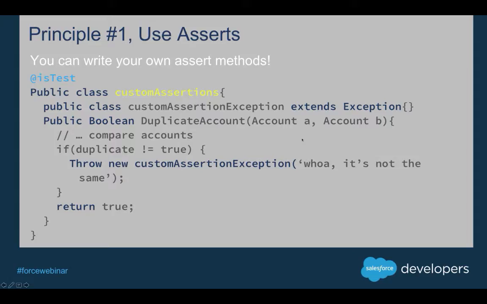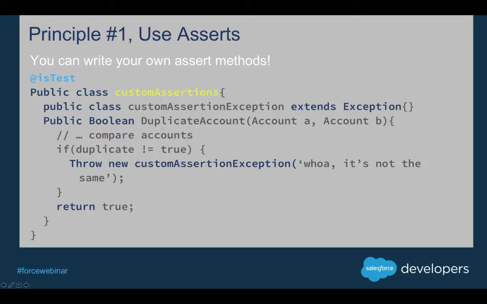And I want to point out that you can actually write your own assertion methods. This is a very handy tool to have in your toolbox. And the idea is you can write a class that has some custom assertion methods in it, and you can mark that class as test. It means that this will only be called in a test framework, but it also means it will not count against you in terms of code coverage. So you can write custom assertion methods.